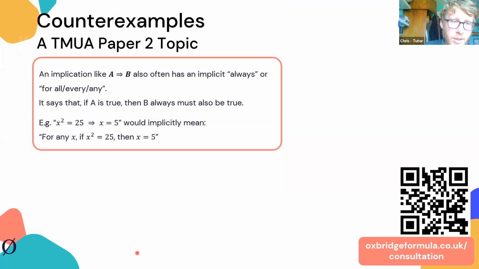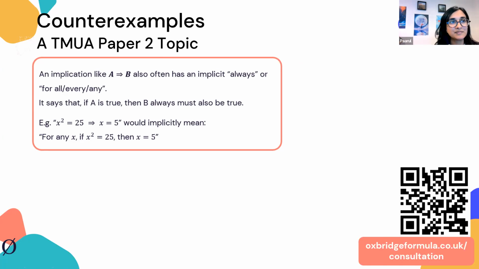We'll quickly talk about counterexamples as well. By the way, this is the kind of thing we cover in more detail in the TMUA workshops we do. Suppose you do have an implication statement. So we write it as A implies B. There's often an implicit "always", or "for all x", or "for any x", depending on the context.